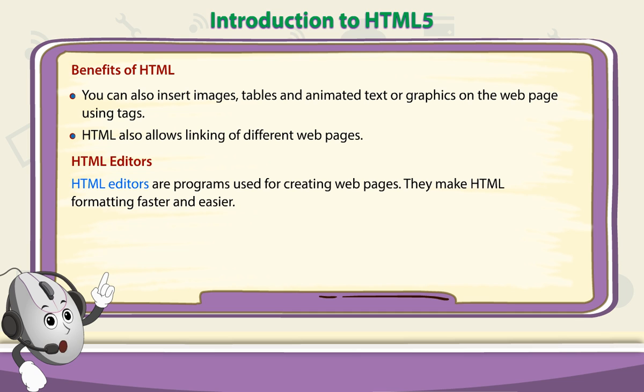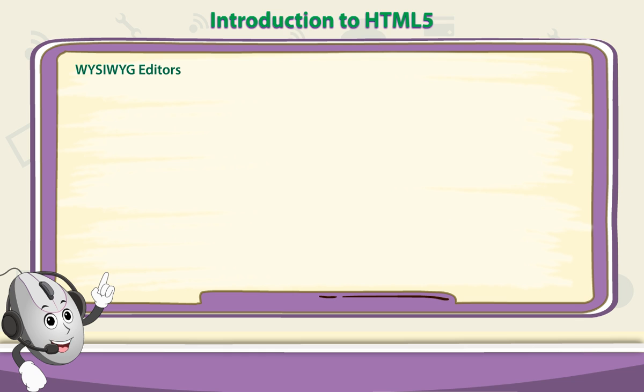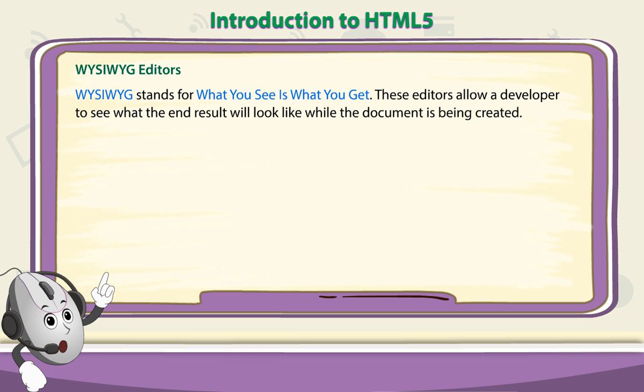HTML editor. HTML editors are programs used for creating web pages. They make HTML formatting faster and easier. There are two types of HTML editors, WYSIWYG editor and text editor. WYSIWYG editors. WYSIWYG stands for What You See is What You Get.